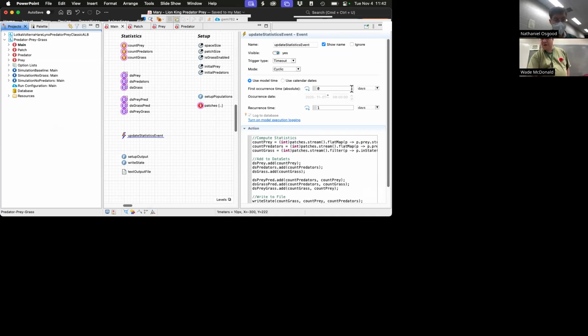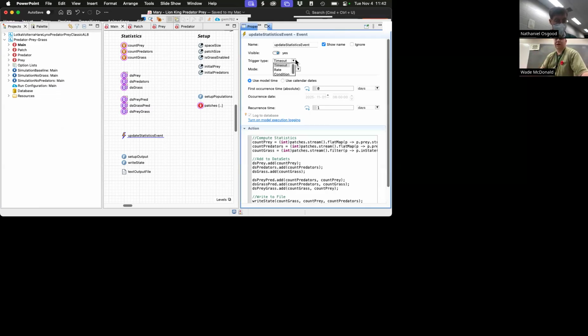So the first time it happens is at 0 days model time, and then every 1 day interval after that. Because it's a timeout, it's exactly 1 day. We have other options here, and it could be a rate or a condition, but we won't worry about that right now. Those behave similarly to the rate and condition transitions on a state chart.